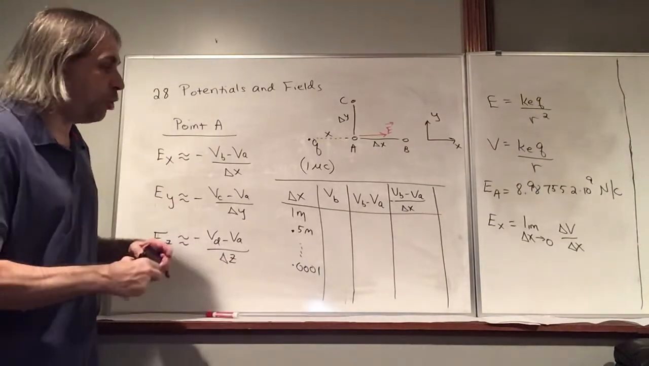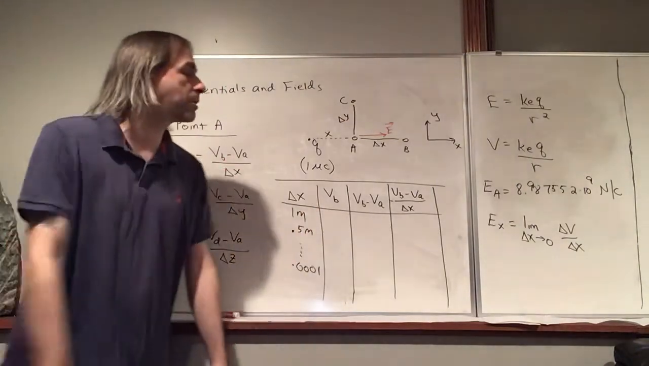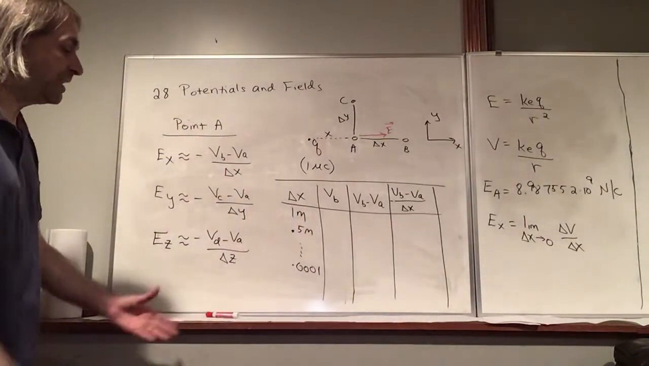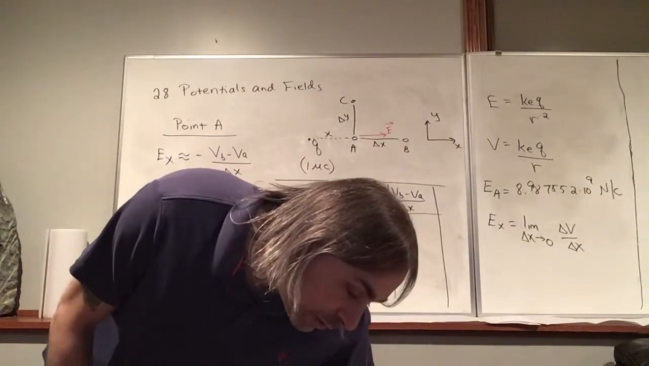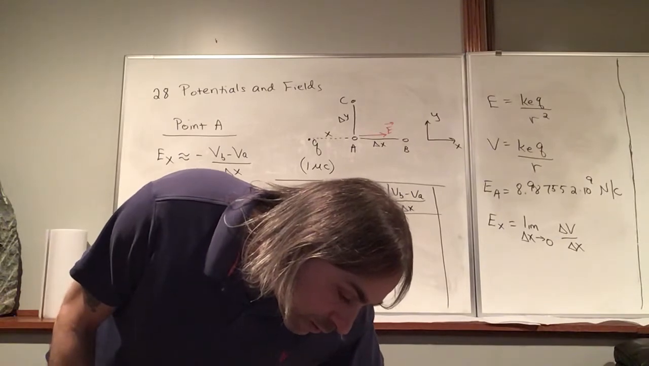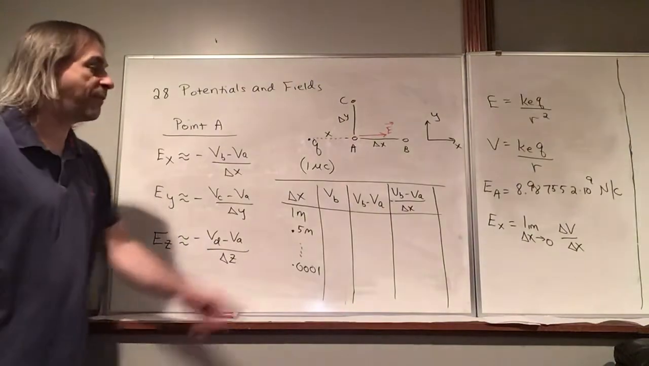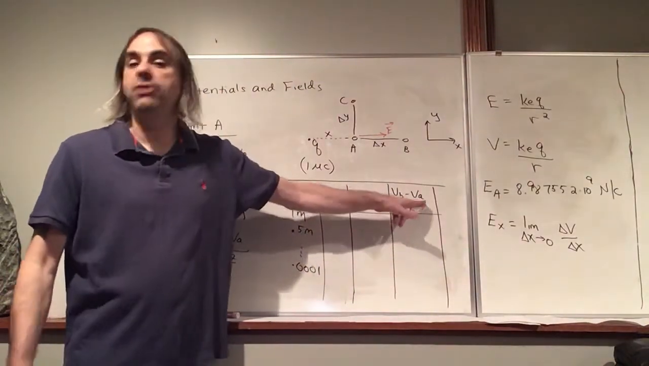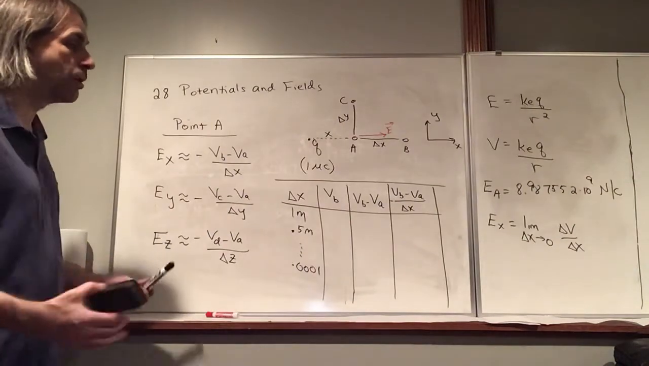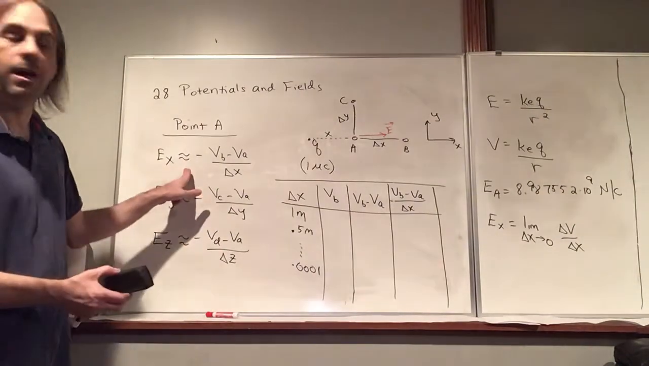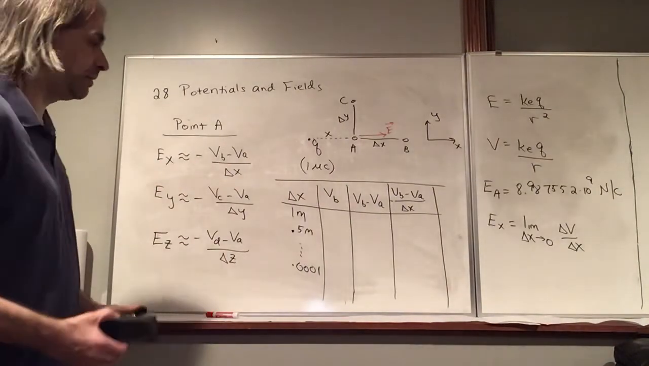Hopefully this table helps, though I recommend checking the notes instead of just me holding it up to the screen. If delta X is very small, you have to go to about 6 significant figures to notice any difference at all between this and the actual electric field. So the smaller you make delta X, the better this approximation becomes. And in the limit that delta X goes to 0, it becomes exact.